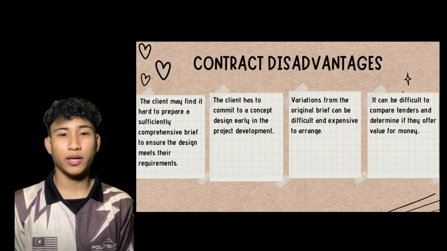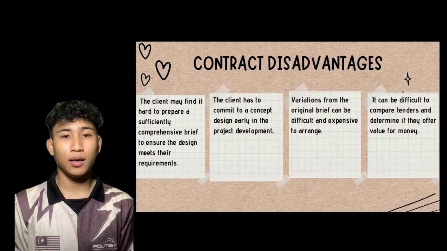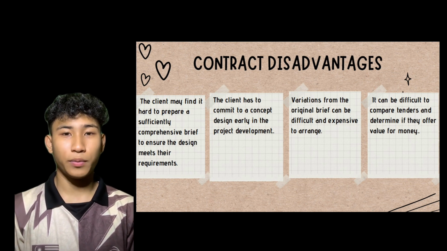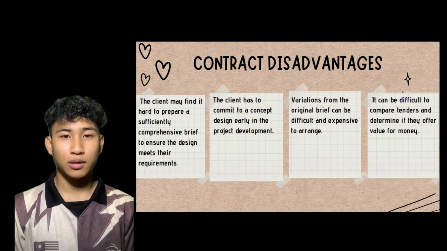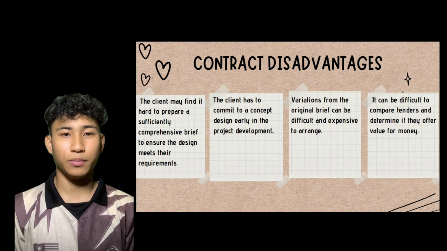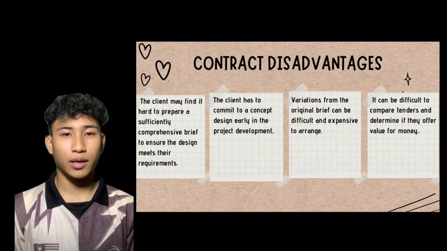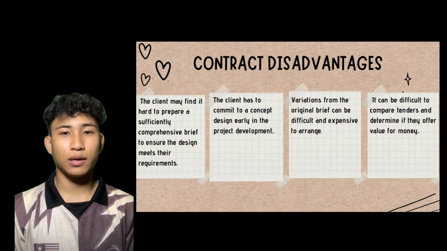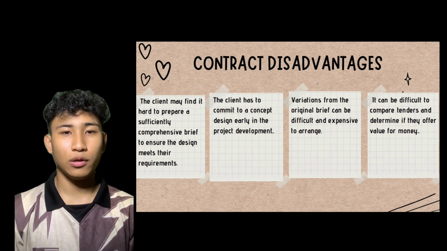Now, we move to contract disadvantages. The disadvantages in this contract are, number 1, the client may find it hard to prepare a sufficiently comprehensive brief to ensure the design meets their requirement. Number 2, the client has to commit to a concrete design early in the project development. Number 3, variation from the original brief can be difficult and expensive to arrange. And number 4, it can be difficult to compare tenders and determine if they offer value for money.